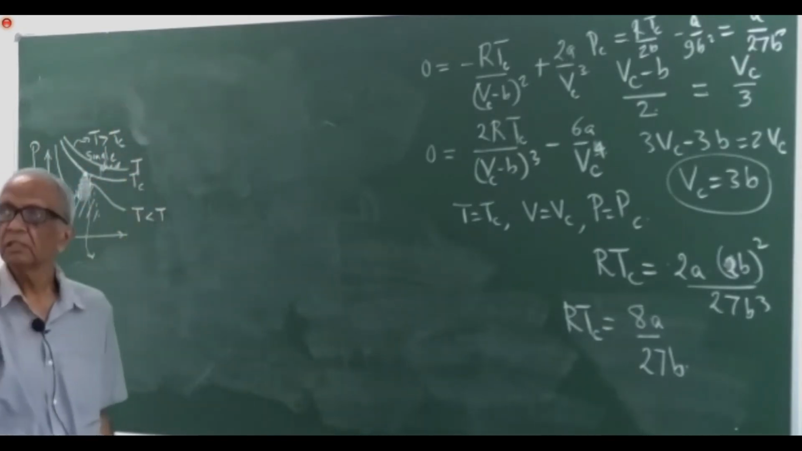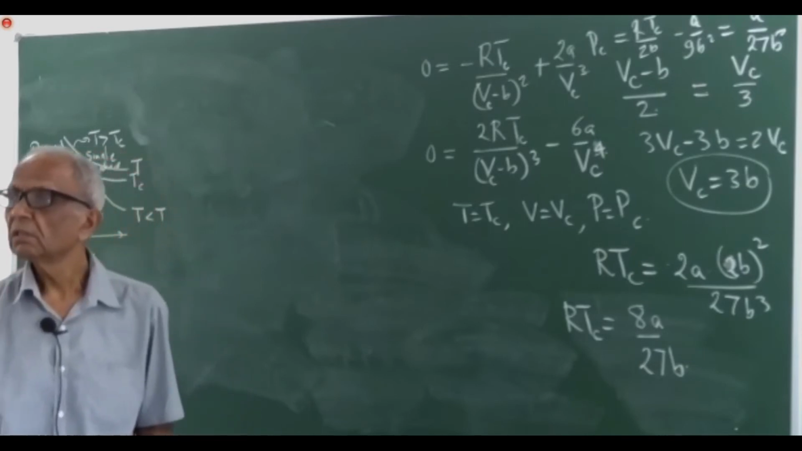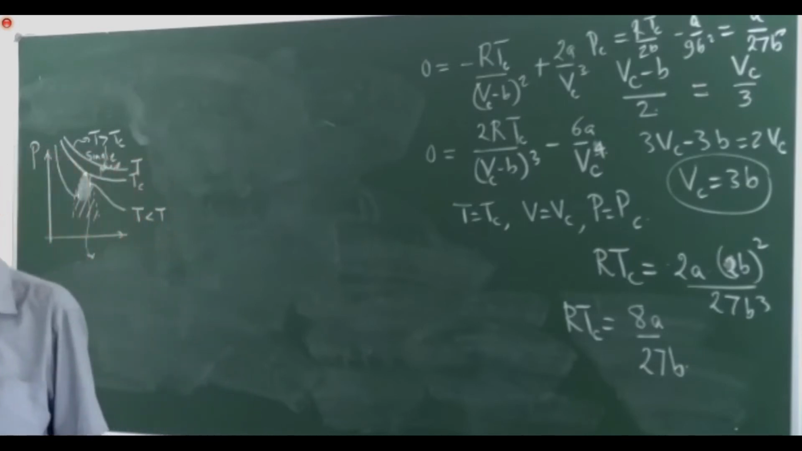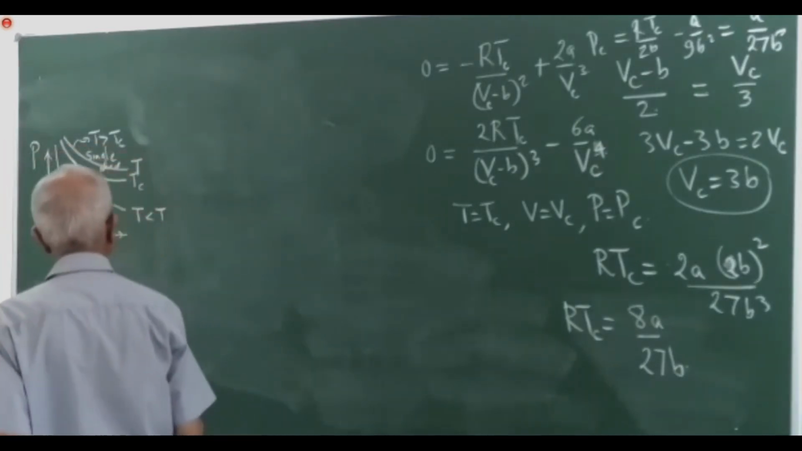Yes, go ahead. Sir, could you please again tell why you use the conditions del P del V equal to 0 and del square P del V squared equal to 0? Yeah.